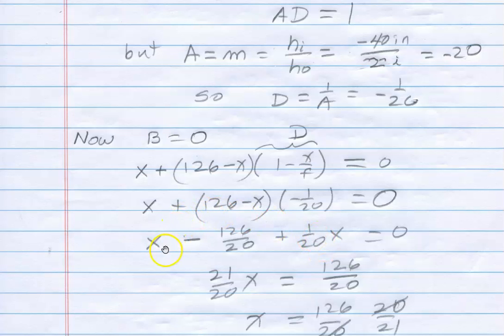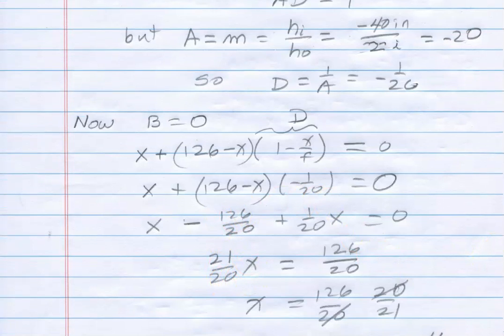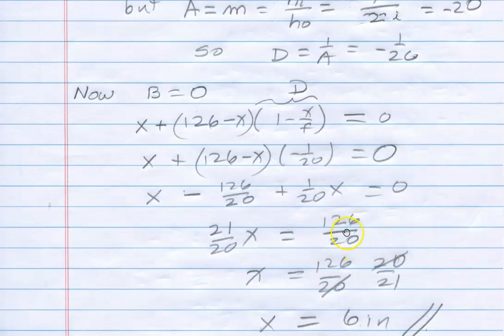I can combine the x and 1 over 20, and that gives me 21 20ths times x, and then take this over to the other side. And then finally divide through by the 21 over 20, or multiply through by 20 over 21. And I get 120, the 20s cancel, the 126 over 21. And when I divide that, I get 6. And since everything is consistently in inches, this is in inches, so x is 6 inches.